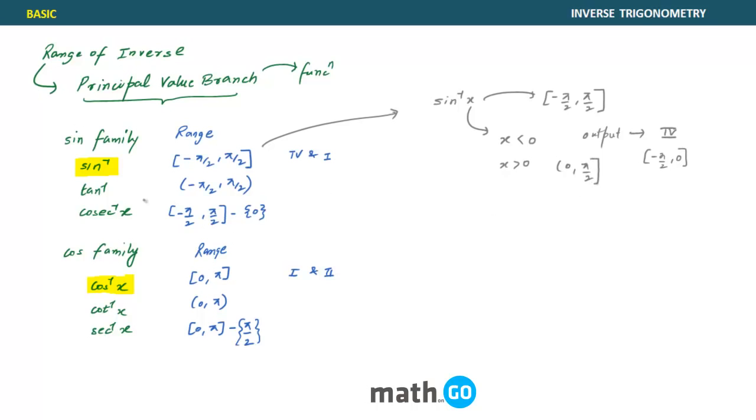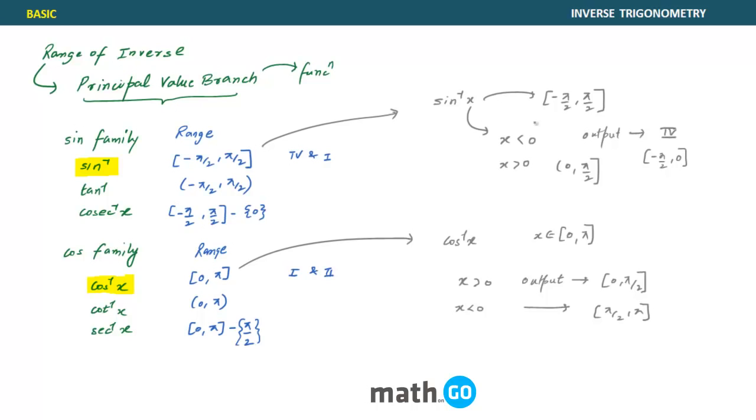This is valid for all three sine family members. If I talk about cos inverse, cos inverse x takes values in 0 to pi. If x is positive, the output will be a first quadrant angle, from 0 to pi by 2. Remember this. And when x is less than 0, your answer will come out in the second quadrant. This is the change for the cos family: a negative input will give a second quadrant angle.